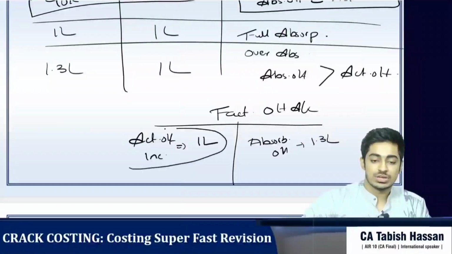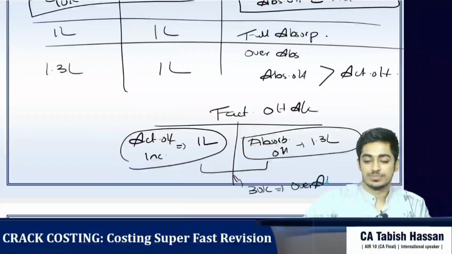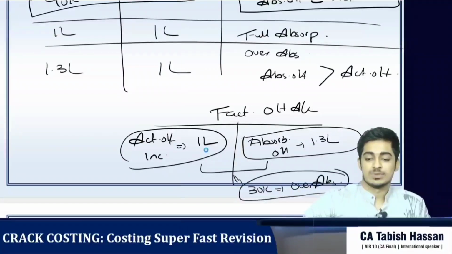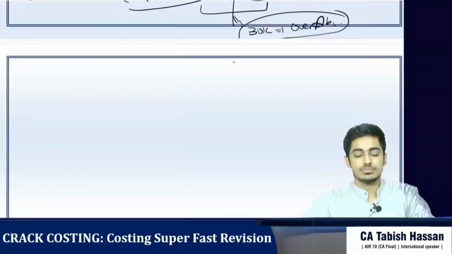The actual overhead is 1 lakh. We have absorbed 1.3 lakh. The difference we get here, in this case 30,000, is called over absorption. If absorbed is more, it's called over absorption. If absorbed is less, it's called under absorption.